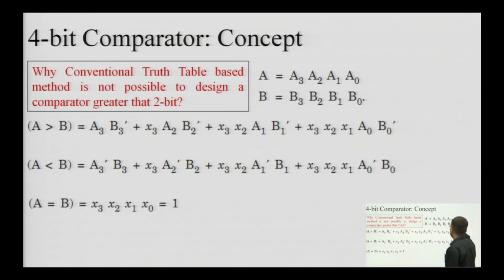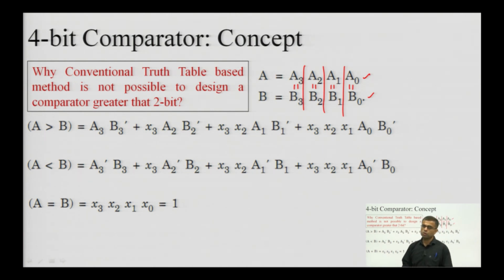For that, let us say A is equal to A3, A2, A1, A0 and B is equal to B3, B2, B1, B0. So, for A greater than B, we can write the expression directly, but for that, let us first write the expression for equal, because it is very easy. The only possibility that these values will be equal is A3 equal to B3, A2 equal to B2, A1 equal to B1 and A0 equal to B0. So, let us say these are indicated by x3, x2, x1 and x0.